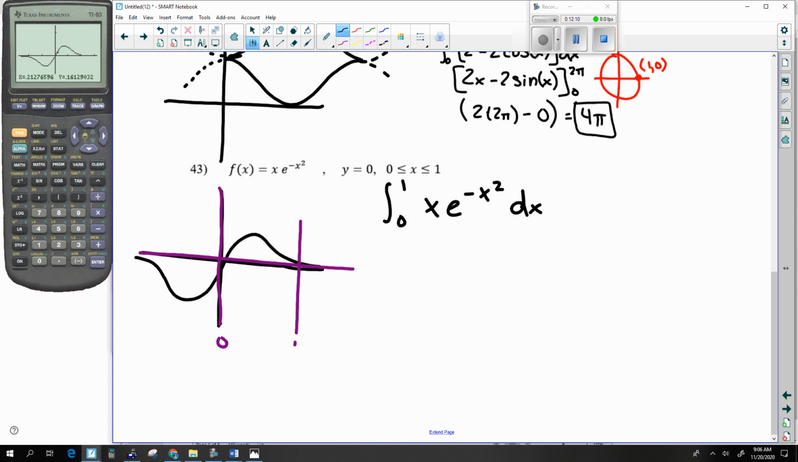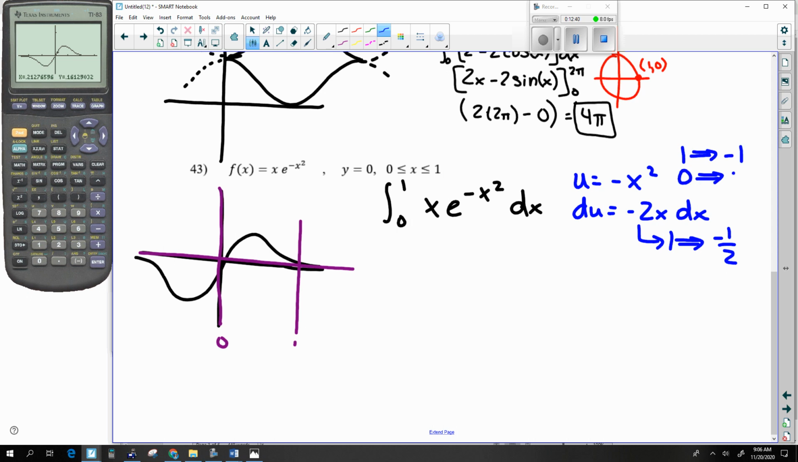Okay, again, I can't integrate with the product rule or anything, so this is going to be u substitution. So I'm going to make that negative x squared. That makes du equal to negative 2x dx. Okay, we're in business. I want that to be a 1, so this needs to be negative 1/2. Okay, now I also want to reevaluate my limits. So I see that 1 going in is going to be negative 1, and 0 going in is going to be 0.